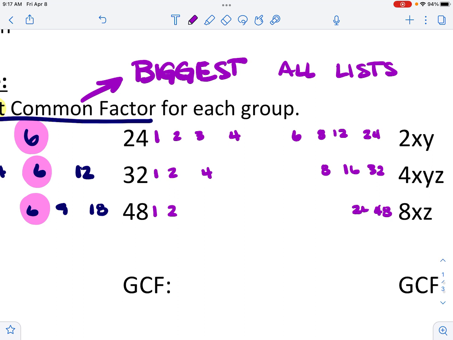Okay, 1 and 48, 2 and 24, 3 and 16, 4 and 12, 6 and 8. So when we're looking for the greatest common factor, it might be best to start on the right-hand side. So you can see, oh, wait, look, we've got 16. Oh, wait, we've got 24. But remember, it has to be in all 3 lists. Oh, wait, we've got 12 and 12. But the biggest number in all 3 is going to be the 8.